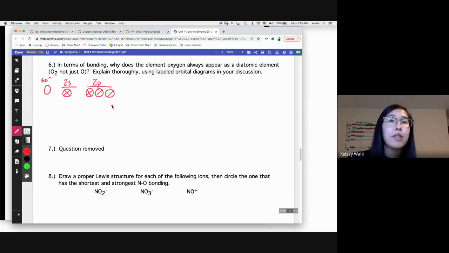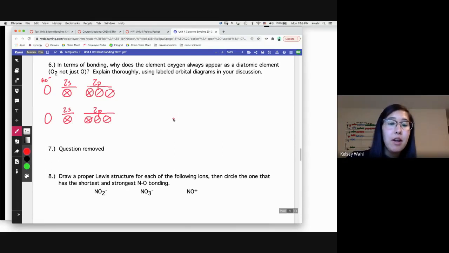So in this question, last time we drew H and Br to show the bond between them. Here, we want to see the bond between O and another O atom, because we're trying to show why it's diatomic. So we're actually going to draw another O orbital diagram. So we want to draw the same orbital diagram because we're trying to understand why O would want to bond to itself. 1, 2, 3, 4.